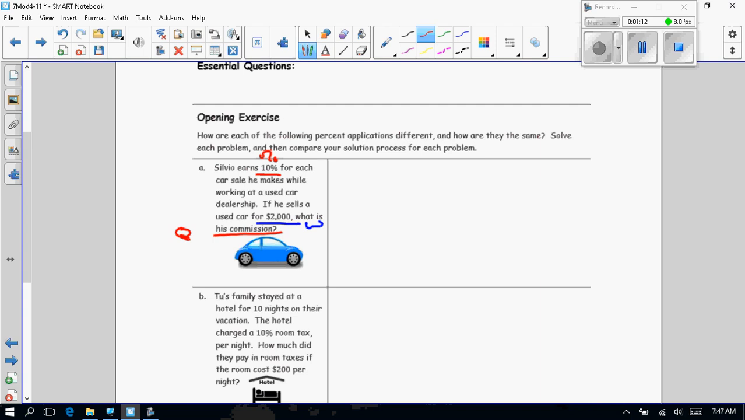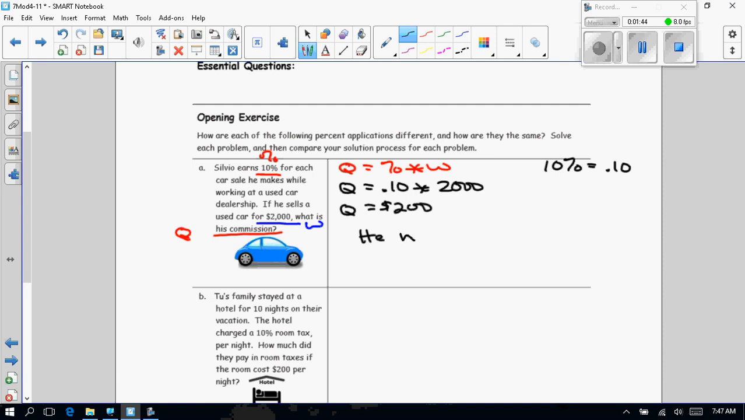So this is very much like what we've been doing, right? Quantity is equal to the percent times whole. So we're just going to drop everything in. So the quantity, his commission, we don't know, is equal to the percent. Well, I've got to change 10%, remember, is 0.10. So 0.10 times the whole, how much is he selling the car for? 2,000. So either move the decimal point over one time or grab your handy calculator and you find out that his commission is $200, right? He makes $200 on commission for just this car.